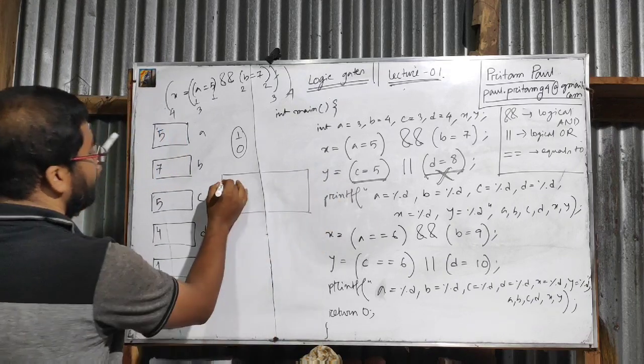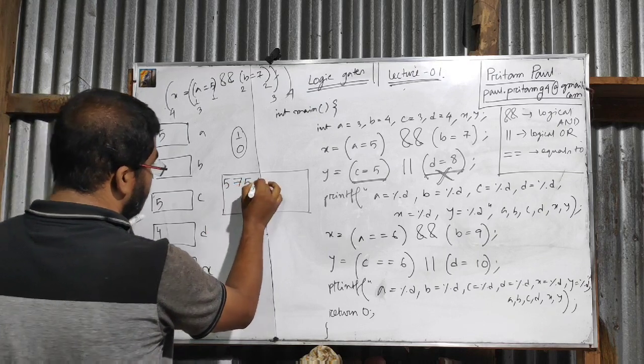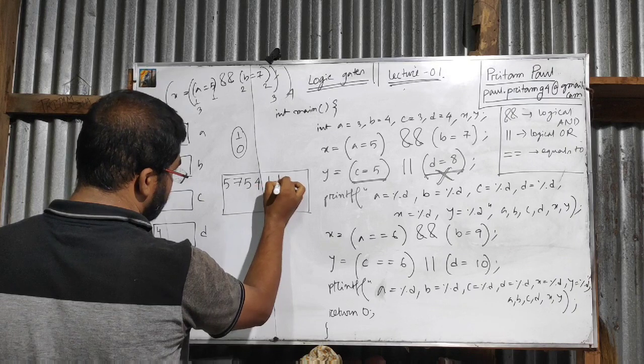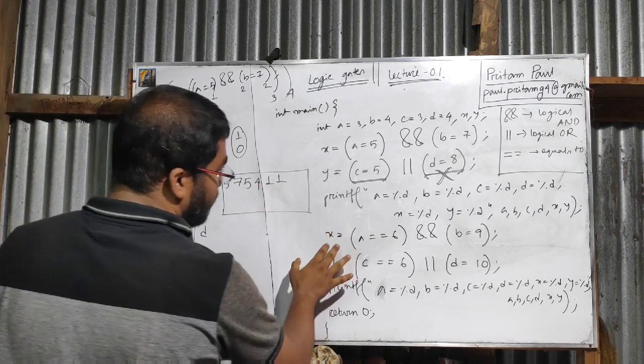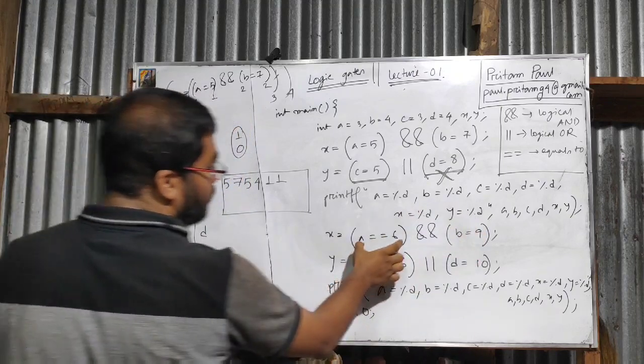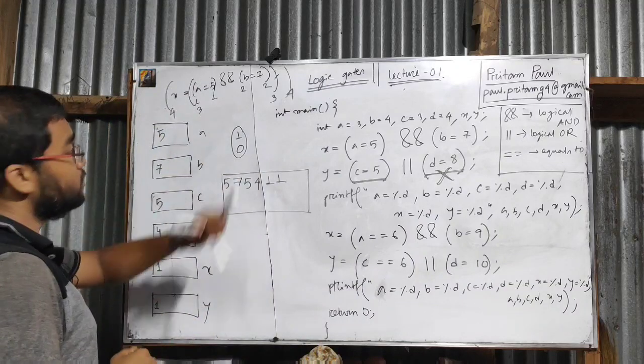a equal to %d. What is the value of a? 5. b 7. c 5. d 4. This is 1 and this is 1. After that, again x equal to this, then this will be 1, 2, whole 3, then whole 1 is 4 according to this.